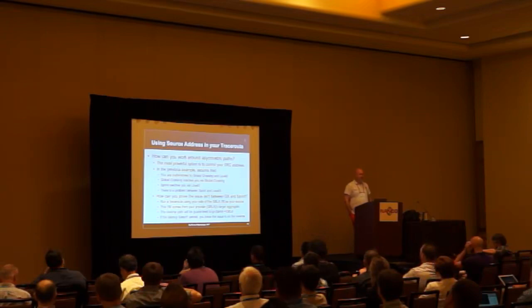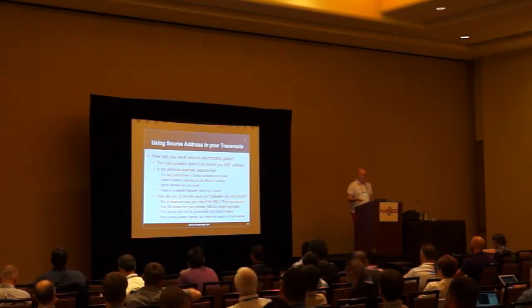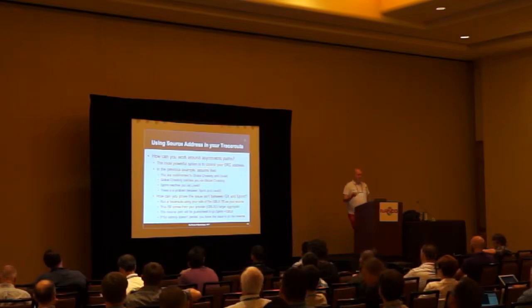The most powerful thing you can do is to work with your source address. So in this example, let's assume that you're multi-homed to Global Crossing and Level 3, like I said, old slides. You know that Global Crossing reaches you via Global Crossing, and Sprint comes back to you via Level 3. So you think that there's a problem between Sprint and Level 3, but how do you prove it? How do you know for sure?